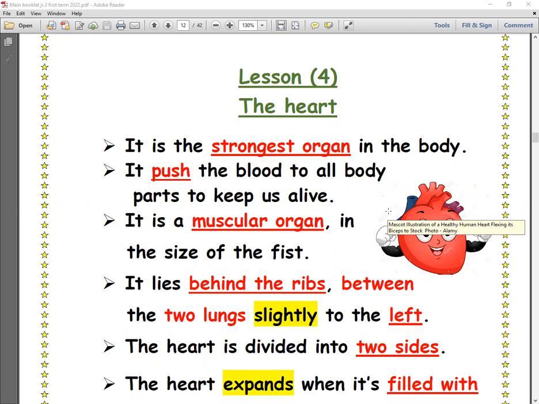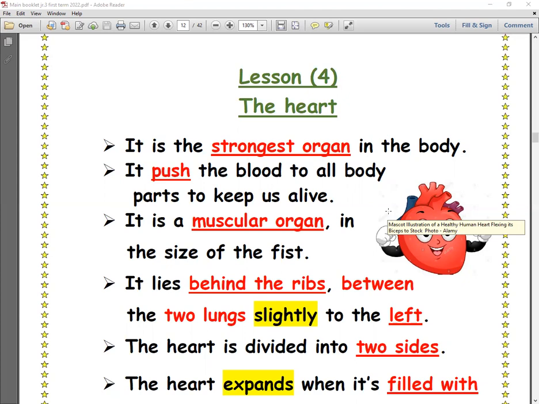After that, I will ask you what is the importance or the function of the heart. The heart pushes the blood to all the body, to all the body parts to keep us alive. So number 1, heart is the strongest organ. Number 2, heart is pushing the blood to all the body.